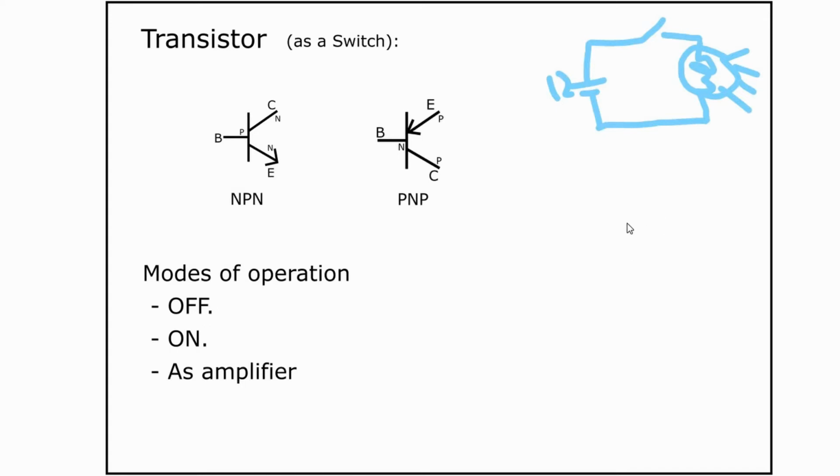A transistor can operate in three modes. One, it is off. Basically, it is like an open switch. Two, it is on. It is a closed switch. And three, as an amplifier, which we are not going to get into. Here, we are going to use the transistor as a switch. Either it is a closed circuit or an open circuit. There are two types of transistors, an NPN transistor and a PNP transistor.